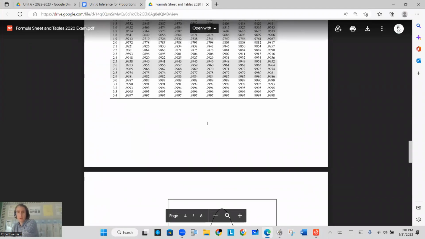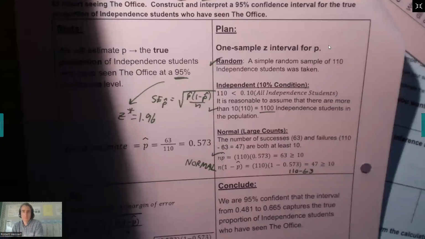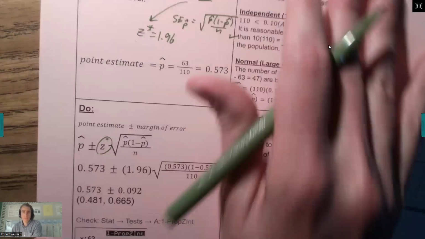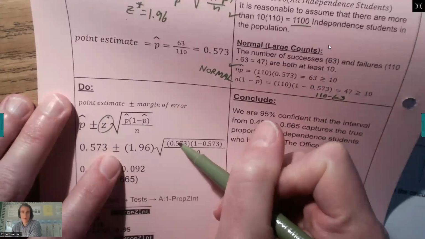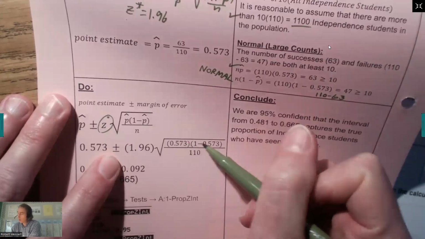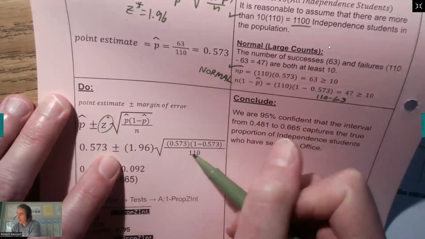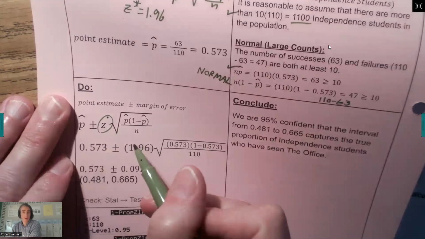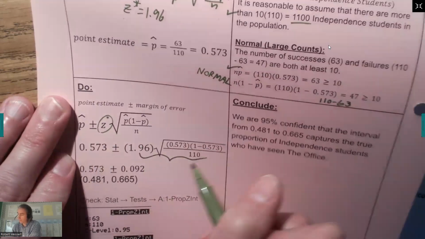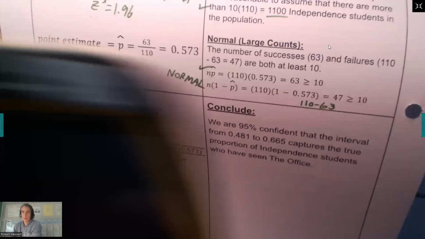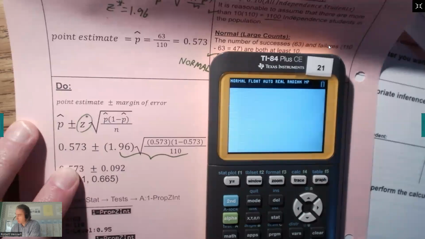And so when you put it all together, you're going to plug in your sample proportion, because remember, this is standard error. We don't have the population. 1 minus that, your sample size was 110, your critical value 1.96, and you're going to calculate this out, and that's going to give you about 0.092. Now let's double check that, because we want to make sure our numbers are right.